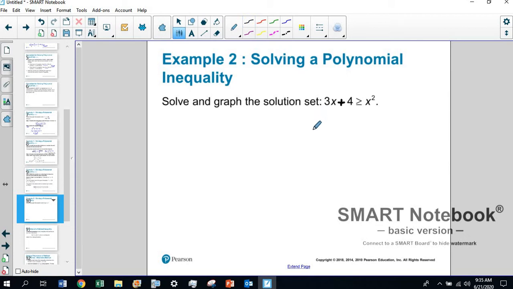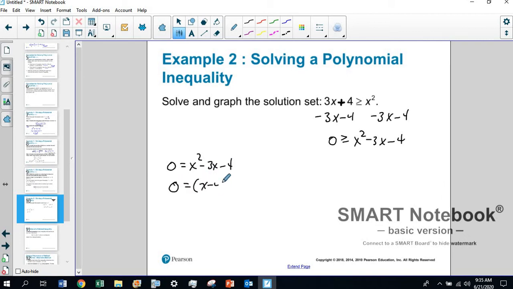Okay, so how are we going to start here? We want to compare it to 0. I'm going to subtract 3x and 4 from both sides just because I want to have the x squared stay positive. So I get 0 greater than or equal to x squared minus 3x minus 4. What's the next step? The next step is we set this equal to 0. This solves by factoring also, (x minus 4)(x plus 1), and so x equals 4 and -1. We draw a number line.